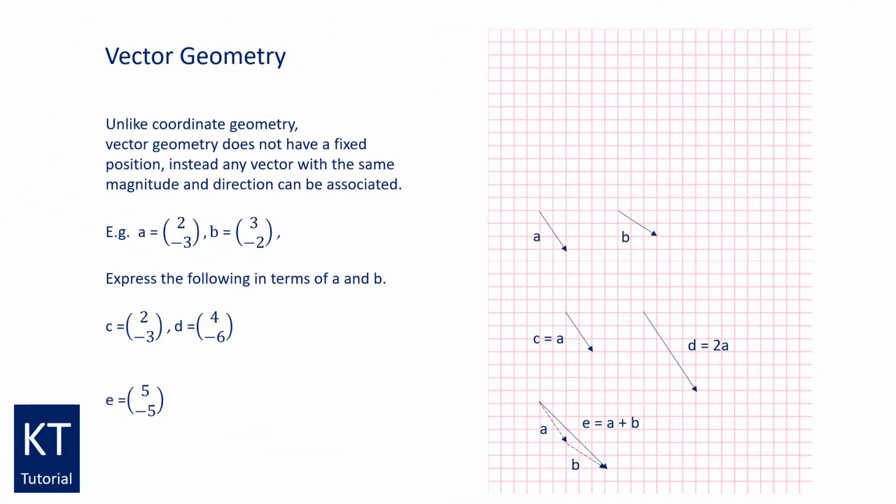Unlike coordinate geometry, vector geometry does not have a fixed position. Instead, any vector with the same magnitude and direction can be associated. Starting with A being the column vector (2, 3), and B being the column vector (3, 2). C, which is also (2, 3), can be equated to A. And D, which is the column vector (4, 6), can be equated as being 2A. Finally, E with the column vector (5, 5) is equal to A plus B.